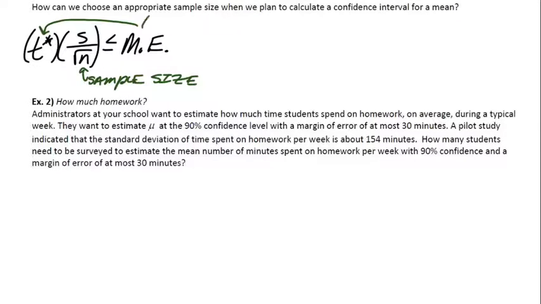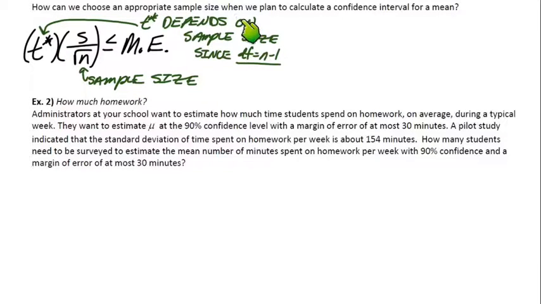The only issue is sample size is little n, but t star has degrees of freedom, right? So t star actually depends on sample size also. So if you don't know what the sample size is, you won't be able to know what t star is either. So if you run into a problem that asks you to solve for the sample size for these things, which we're going to do in just a second here in example 2, we have to fix this somehow.